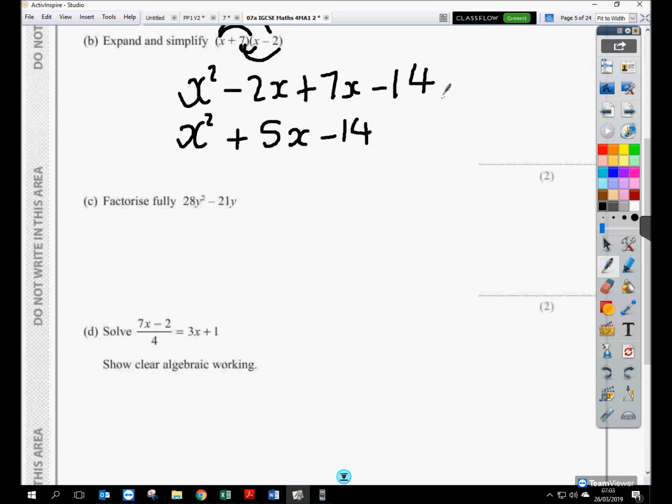The next one, factorize, means to put into brackets. So 7 goes into 28 and 21. Also, there's a y that's common, so 7y brackets. What do you multiply 7y by to end up with 28y squared? Multiplied by 4y. What do you multiply 7y by to end up with negative 21y?